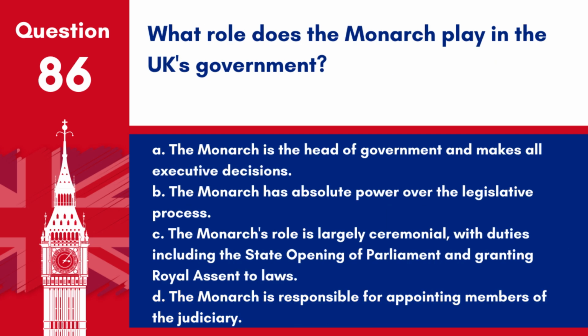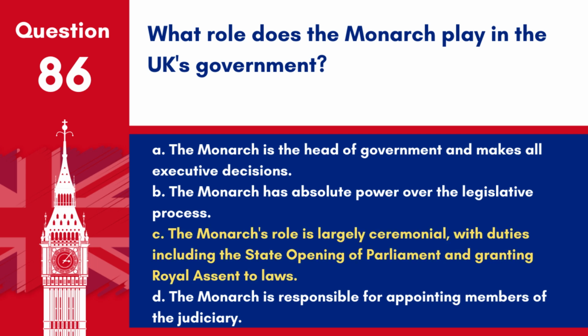Question 86. What role does the monarch play in the UK's government? A. The monarch is the head of government and makes all executive decisions. B. The monarch has absolute power over the legislative process. C. The monarch's role is largely ceremonial, with duties including the state opening of Parliament and granting royal assent to laws. D. The monarch is responsible for appointing members of the judiciary.